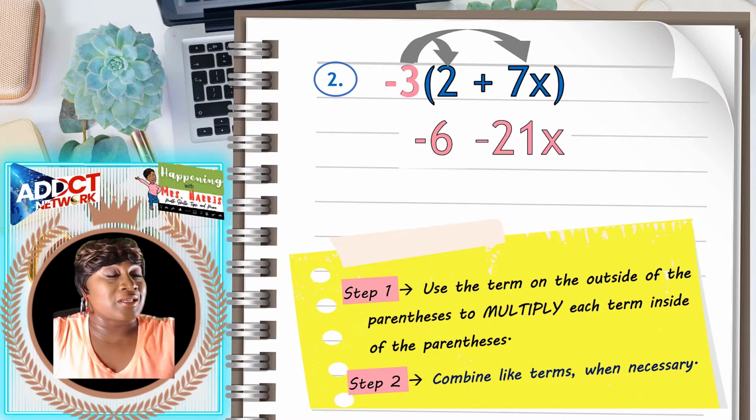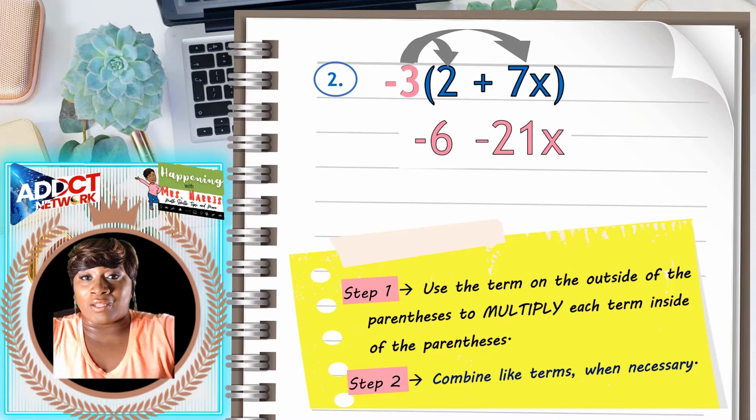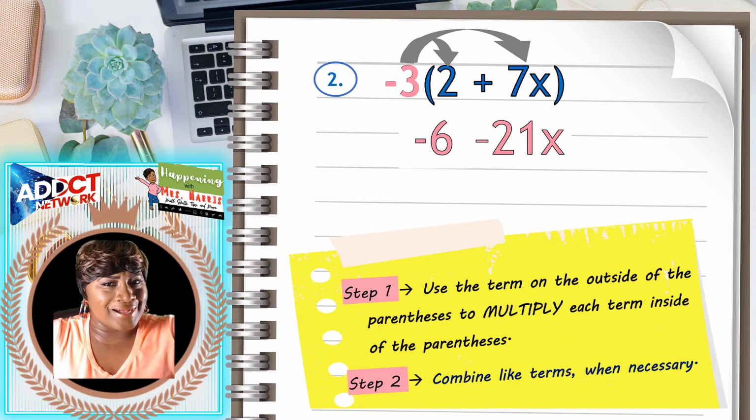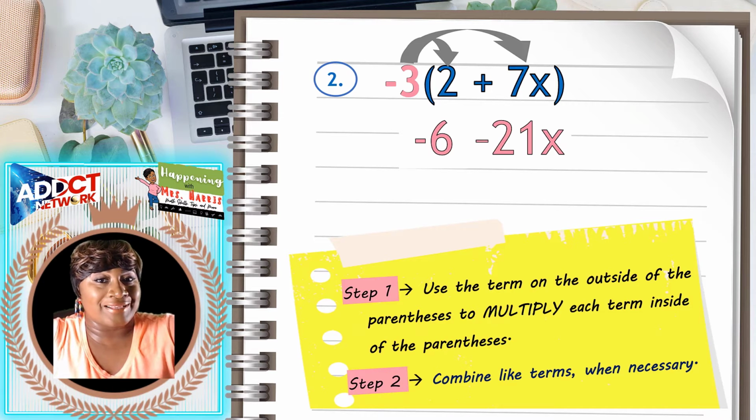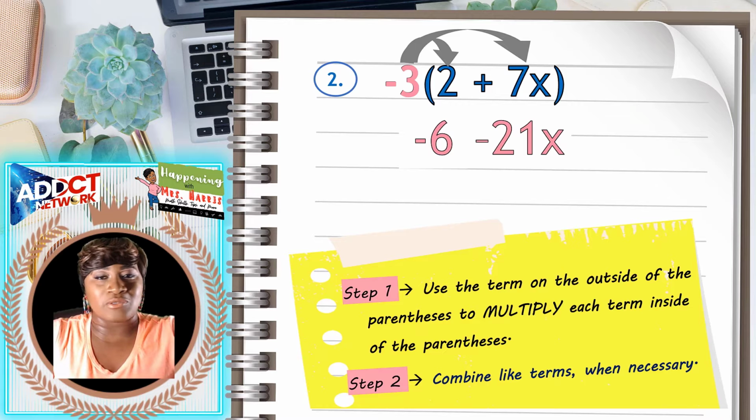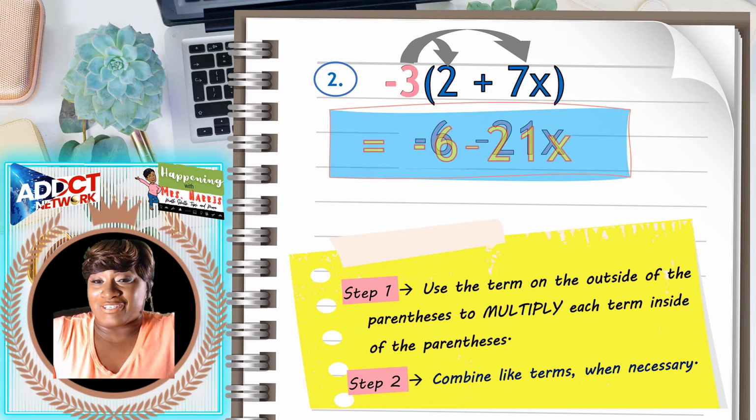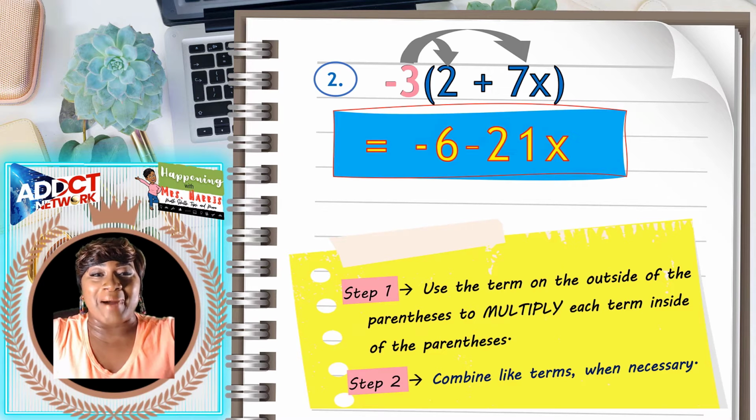Now we will check to see if there are like terms. Here we see that both of these terms are not alike. The negative 6 is a constant, and the negative 21x has an x, and since it has a variable and negative 6 does not have a variable, they are not like terms. Therefore, our final answer is negative 6 minus 21x.